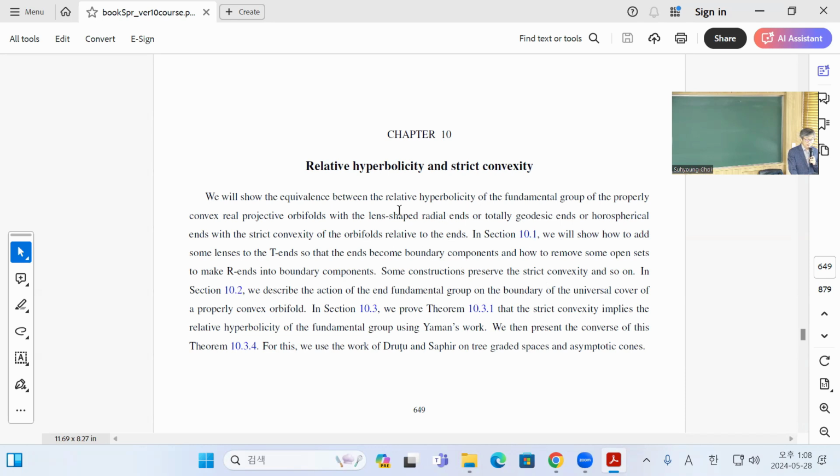So we start with some relatively strictly convex projective structures, and then we show the relative hyperbolicity. So we show that the strict convexity implies the relative hyperbolicity, and then we prove the converse in 10.3.4. Okay.